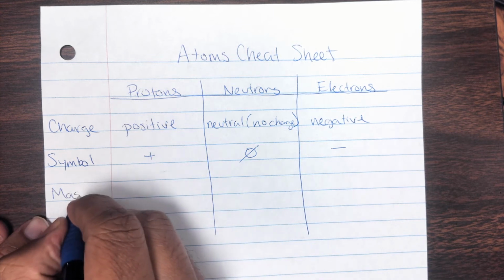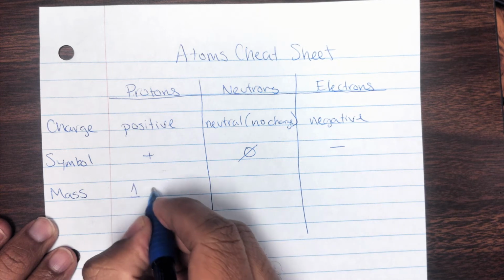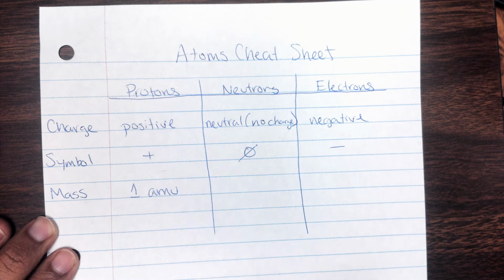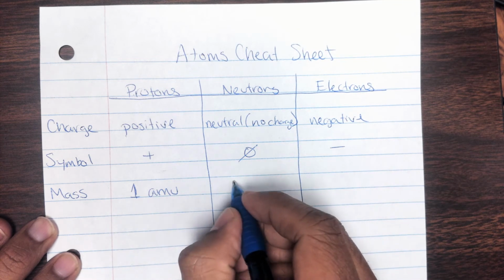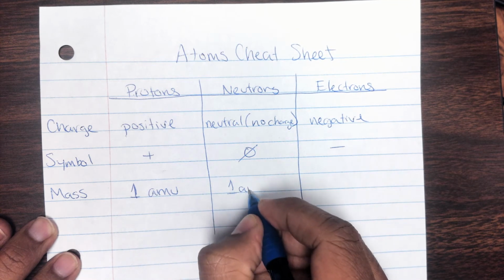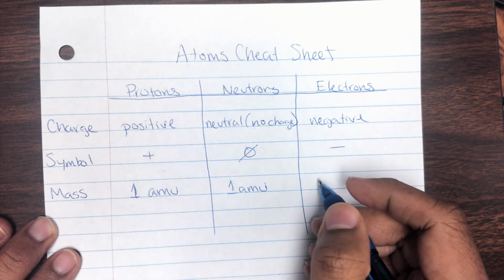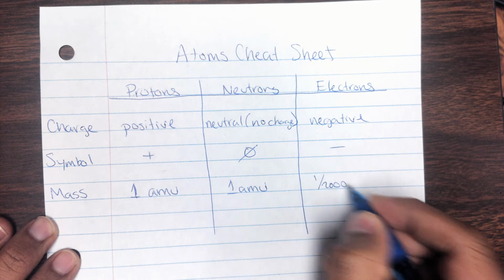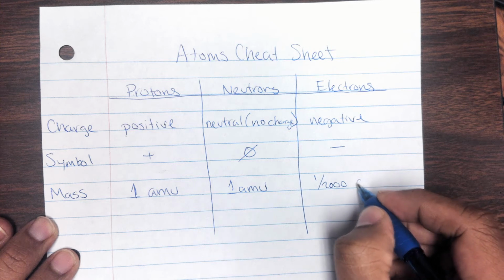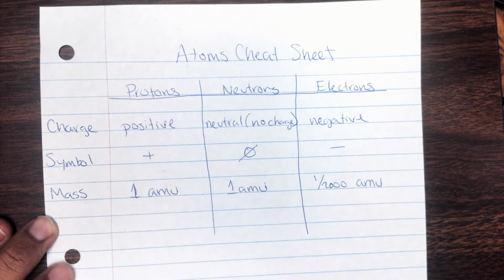So they also have different masses. This has a mass of 1 AMU, atomic mass unit. You can think of that kind of like a gram or a kilogram. It's a unit of mass. Protons are 1 AMU. Neutrons are also 1 AMU. They have about the same mass. Electrons are very, very small, and so they have 1/2000th of an AMU. It would take 2,000 electrons to equal one of these.